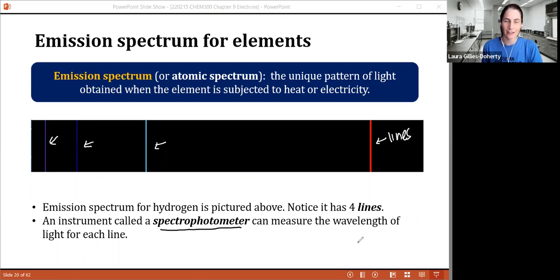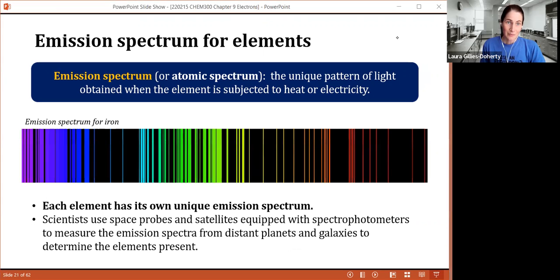And then once we know the wavelength, we can use our equation c equals lambda nu to calculate the frequency if we know the wavelength. And we can further take this and calculate the energy of each of those bands of light using additional equations. So each element has its own unique spectra.